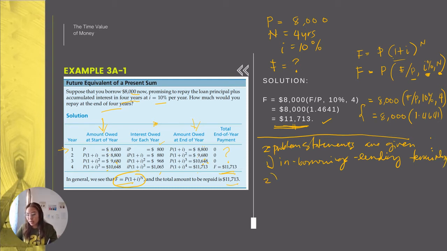And second is in equivalence terminology. But they both represent, so in borrowing, lending terminology, and in equivalence terminology, but they both represent the same cash flow situation. Yes, indeed, there are generally many ways in which a given cash flow situation can be expressed.